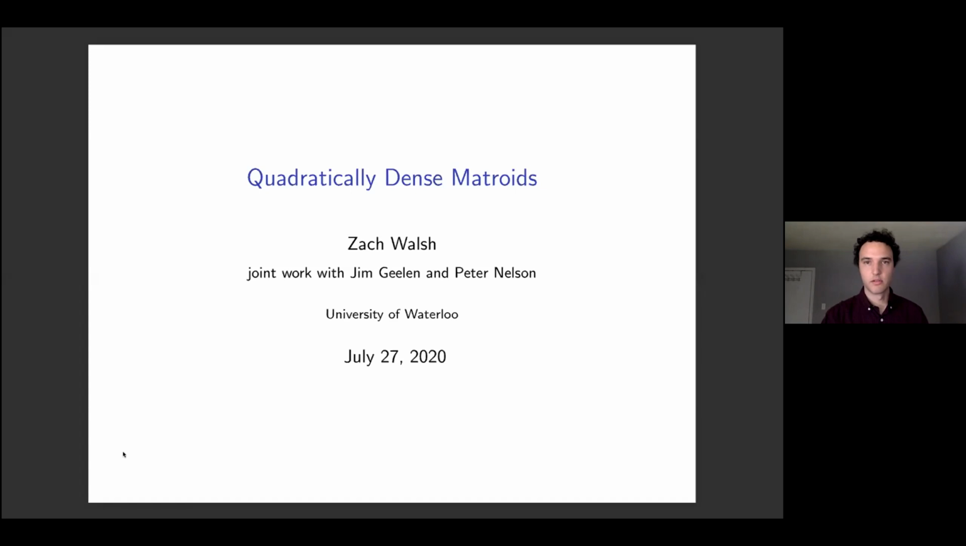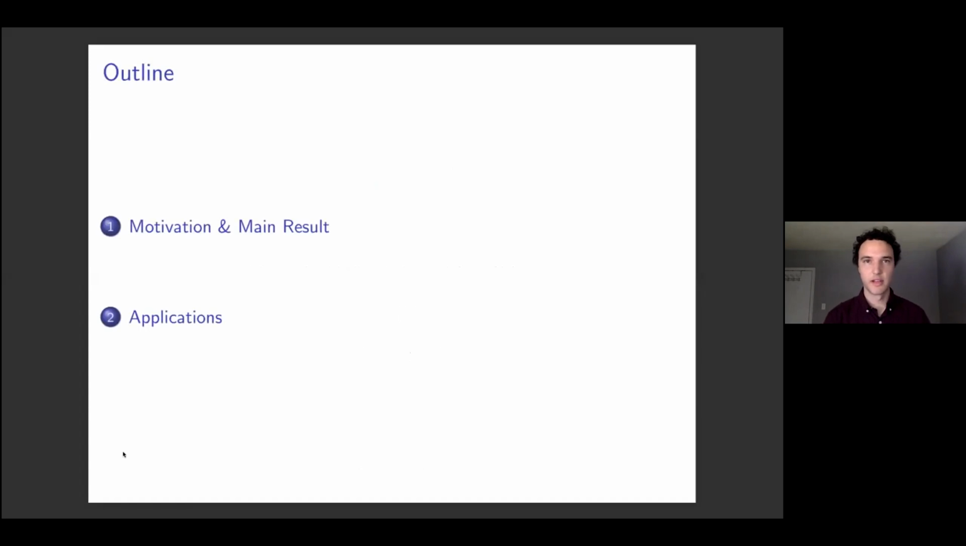Okay, so here's the plan for this talk. There's two parts. I'll first tell you our motivation for working on these problems, and then I'll tell you our main result, which has to do with group labeled graphs. And in the second half of the talk, I will tell you about how we can apply our main result to some nice classes of representable and algebraic matroids.